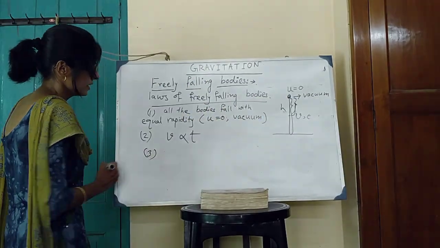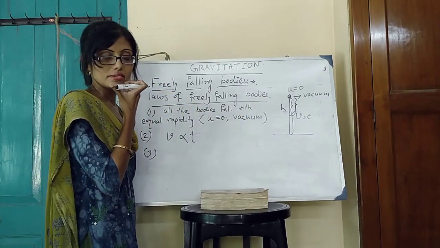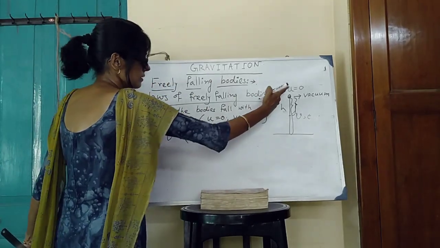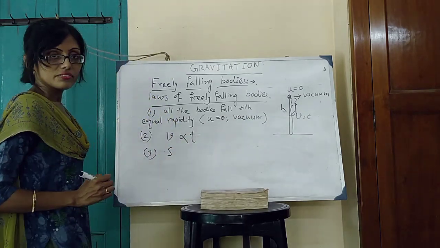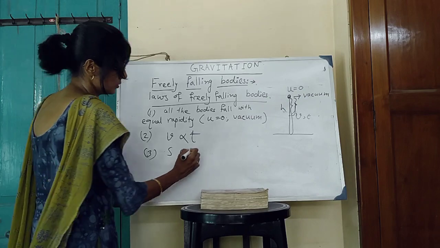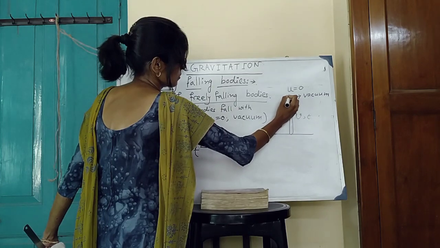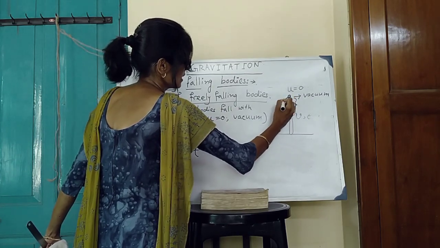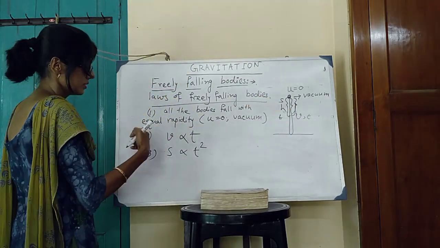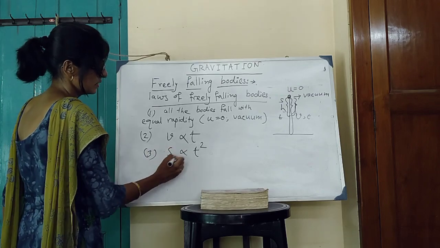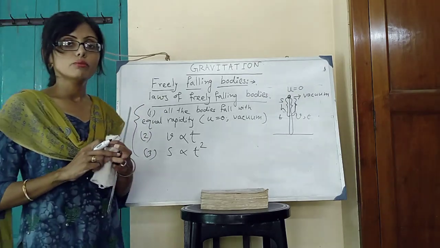Number 3, third law, same conditions: initial velocity u is 0, vacuum means there is no medium present in the surroundings. If the body is starting from rest in the vacuum, then the total distance traversed by the body is directly proportional to the square of the time of falling. Suppose the distance from the initial point to here is s, and the time taken by the body is t. Then according to the third law of freely falling bodies, s is directly proportional to t square. These three are the laws of freely falling bodies.